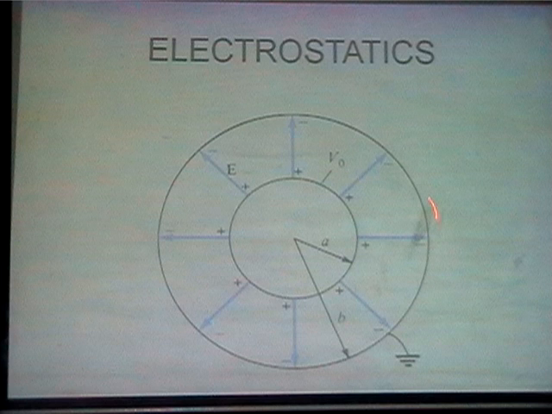Then he said something starts from the inner sphere and moves to the outer sphere. He called that displacement. Electric flux starts from the positive charge and terminates at the negative charge. Two flux lines do not intersect each other. If you draw a tangent to that line, it gives the direction of electric field intensity.